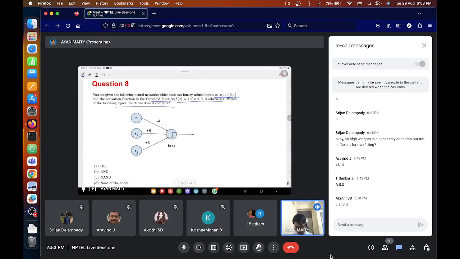So this neural network computes a logical function or logic gate like OR, AND, NAND, NOR, NOT. These are the different logic functions or logic gates. Four options are given: OR, AND, NAND, and option D is none of the above. So basically you have to compute the output of this neural network for every combination of x1 and x2 values, and then say which logical function that is.